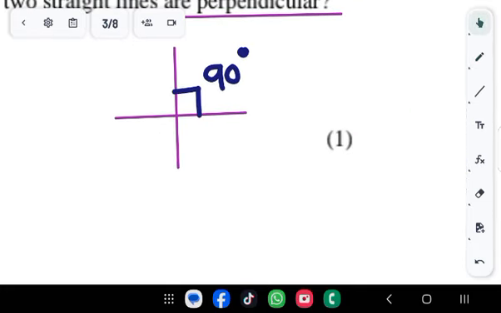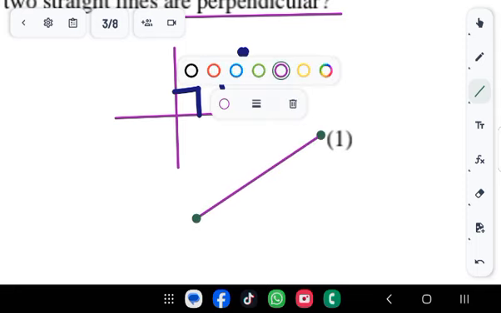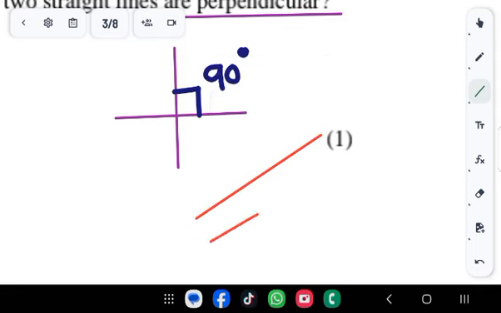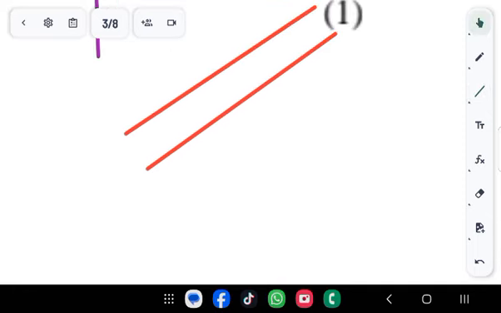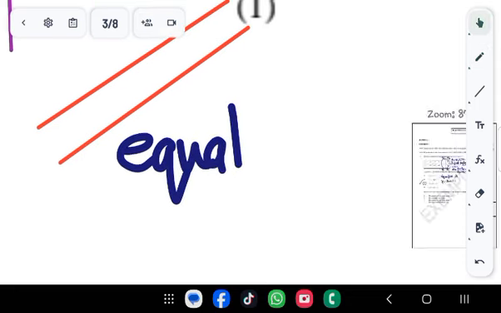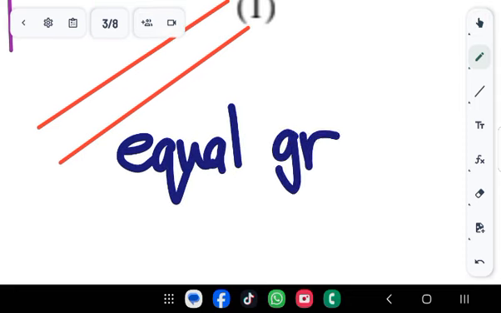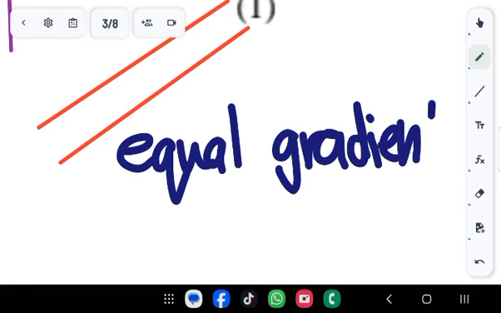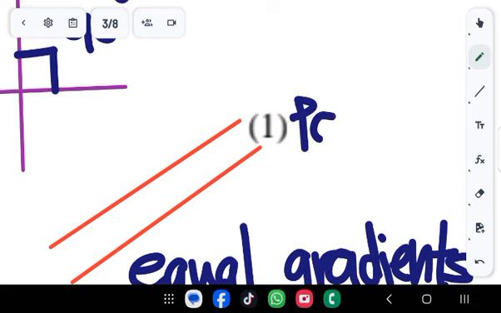Now, the other type of lines we can have is lines that we call parallel. Here is what parallel lines look like. Parallel lines have got equal gradients. That's what parallel lines have. They have equal gradients. These are parallel.